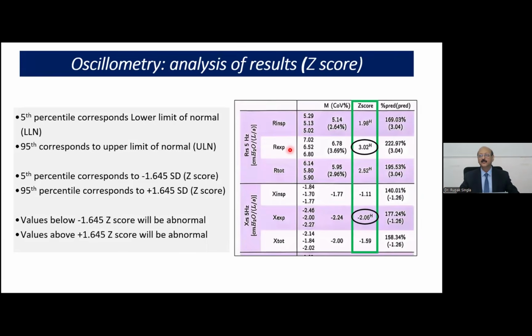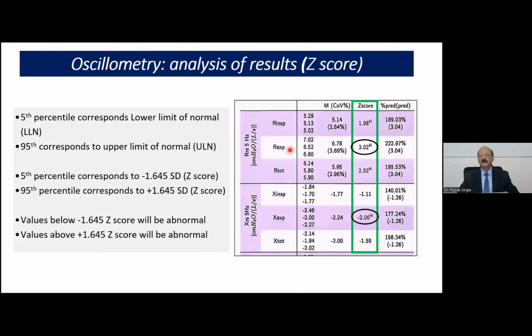Then there is a concept of Z-score, which many people are not clear about. So I'll make it simple. You see, the fifth percentile corresponds to the lower limit of normal, called LLN, and the 95th percentile corresponds to the upper limit of normal, called ULN. Now, this so-called fifth percentile corresponds to a Z-score of minus 1.645, and less than this is abnormal. While the 95th percentile corresponds to plus 1.645 standard deviation, that is plus 1.645 Z-score.